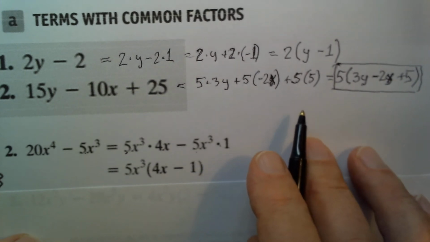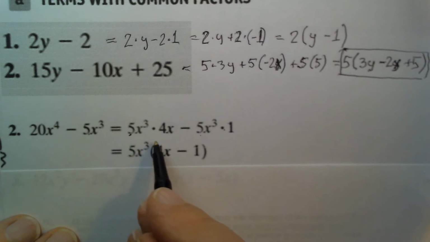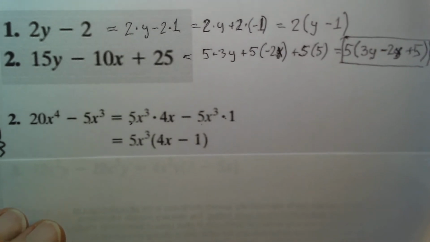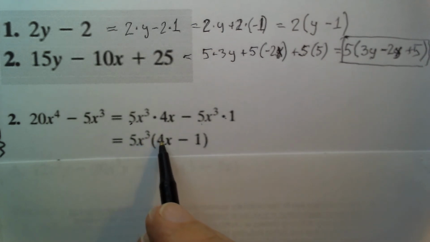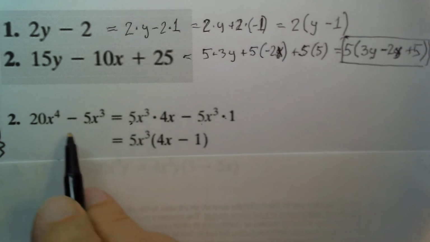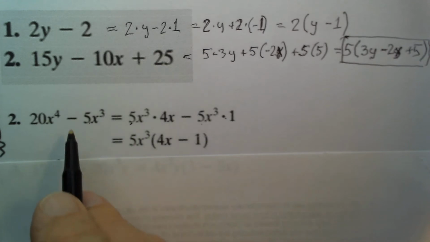So now we can write this as 5x to the third in front of the parentheses that now include 4x, and the minus sign goes over to the 1, minus 1. And again, you can verify that this is correct by using the distributive law to multiply 5x to the third times 4x. 5 times 4 is 20, and x to the third times x is x to the fourth. And 5x to the third times minus 1 is minus 5x to the third.